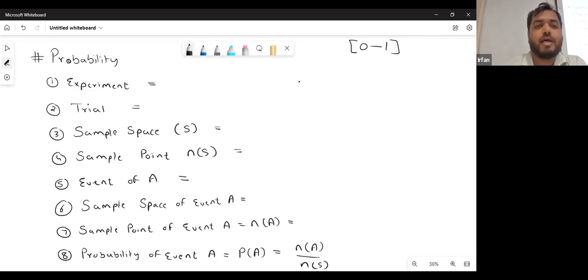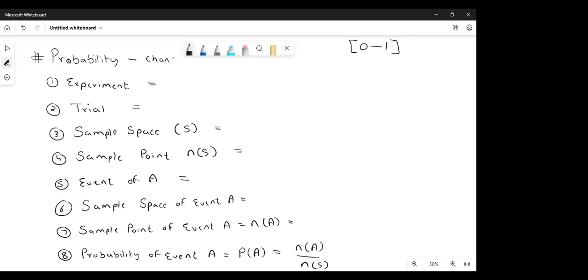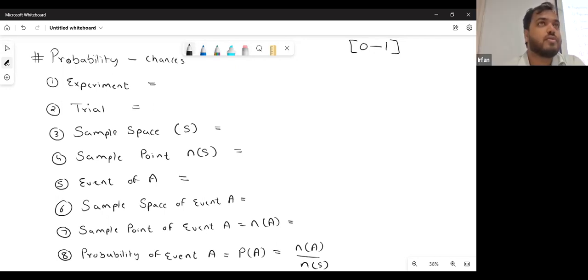We call probability as chances. What is a chance? Either we call it chances or we call it probability. Now, experiment. For example, let's take a simple one first. I have a coin. I flip it. So the coin is the experiment. I'm flipping a coin. How many times do I flip? One time. It is called a trial.